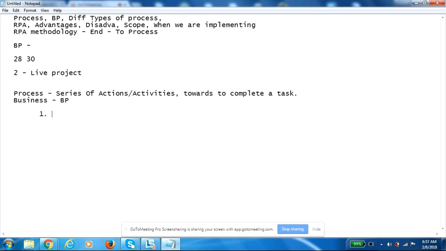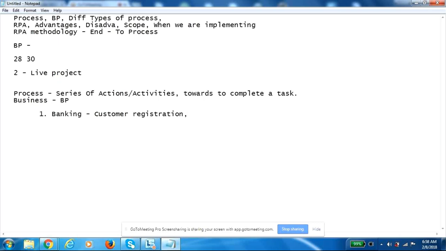For example, if we take the banking business, so many businesses we have, right? If we take the banking business, what are the business flows or business processes we have in it? First one is customer registration. In case any customer has opened a bank account with our bank, what is the first process we need to do, sir? We need to register that customer with the bank. That is one business flow. Yes or no? This is customer registration.